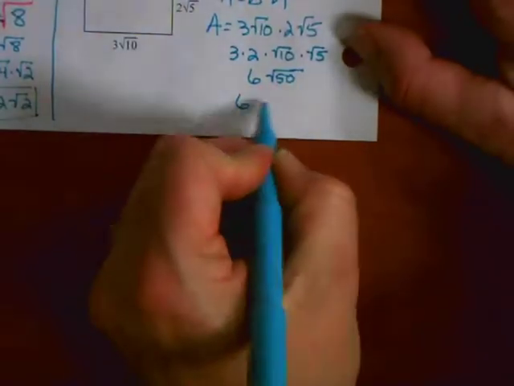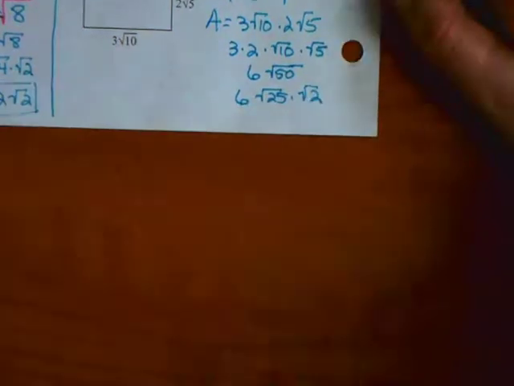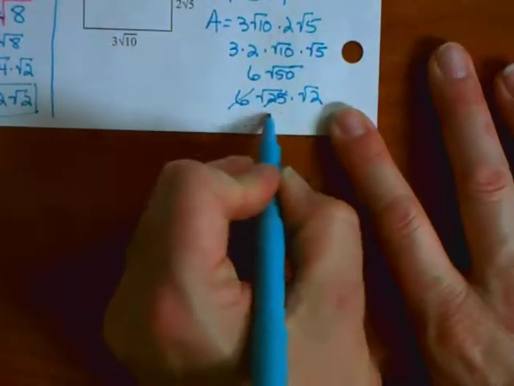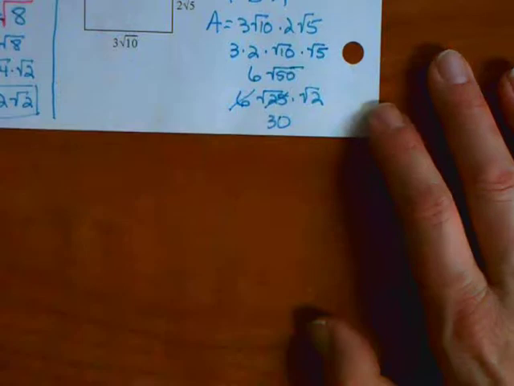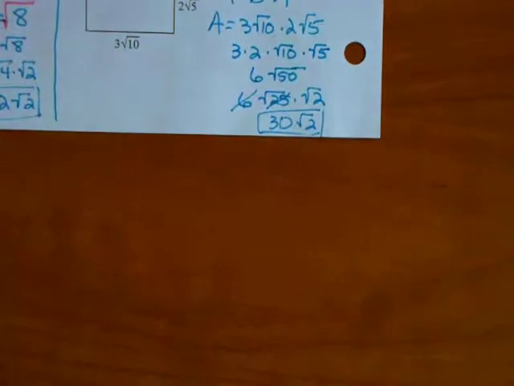So, I would write it like this. Same value as the square root of 50. What's the square root of 25? So, I'm going to have 5 times 6, which is 30, times the square root of 2. That's as far as I can go. Do you remember simplifying square roots before?